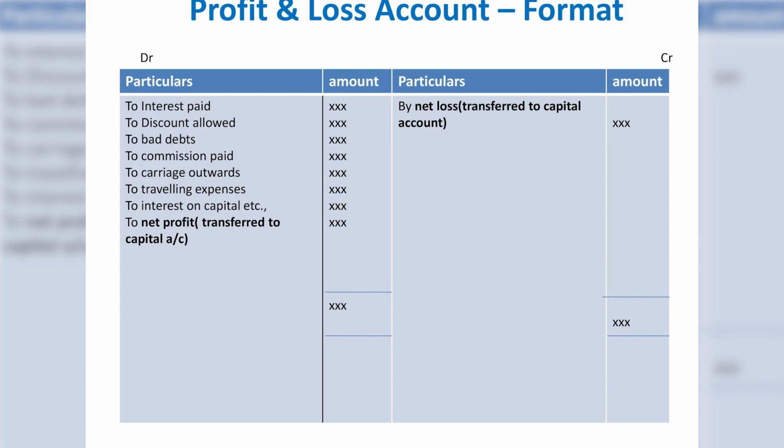If you have given a discount to your customer, that is called discount allowed; take it on the debit side. Bad debts, if there are any, should be treated on the debit side. Commission paid, carriage outwards. Carriage inwards is on the goods purchased, whereas carriage outwards is nothing but a selling expense. Selling expenses are to be treated in the profit and loss account, so any carriage paid at the time of sale of the goods. Travelling expenses, interest on capital.